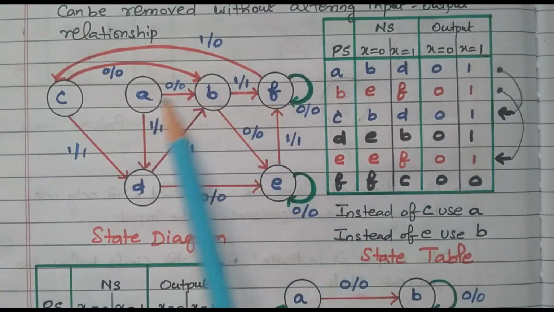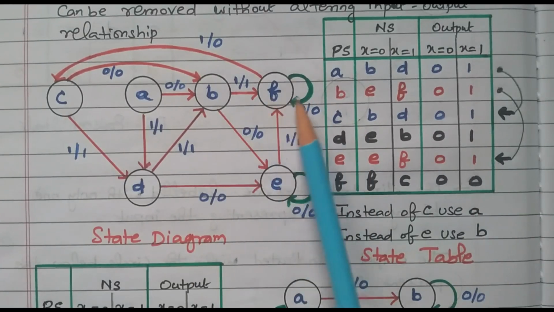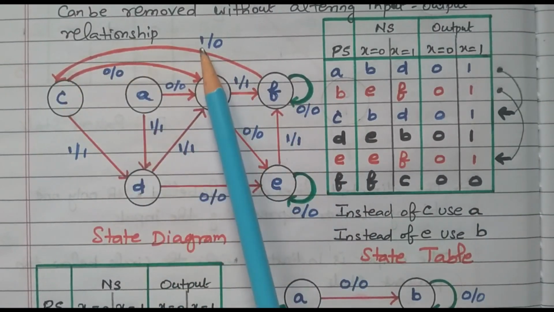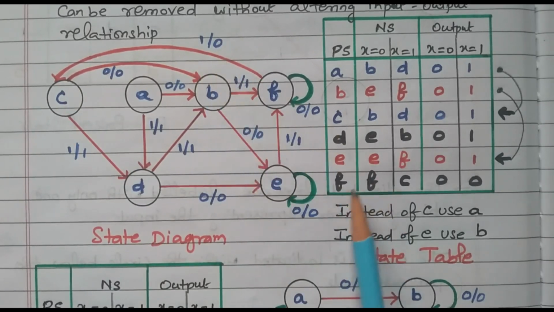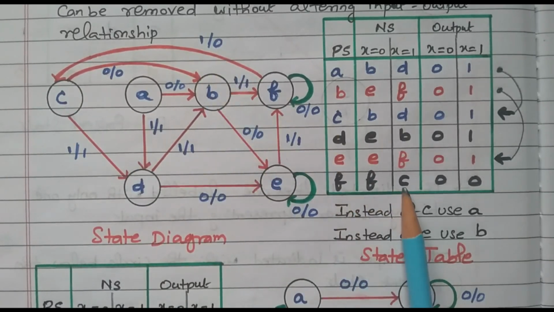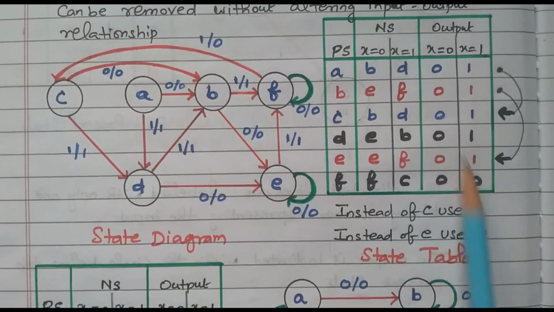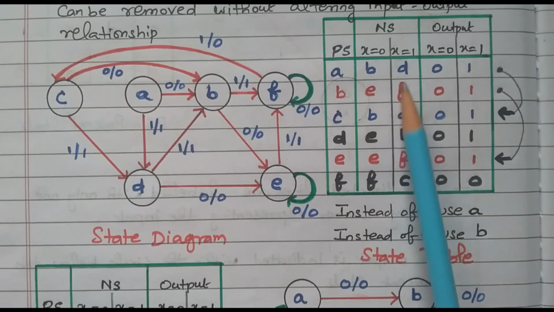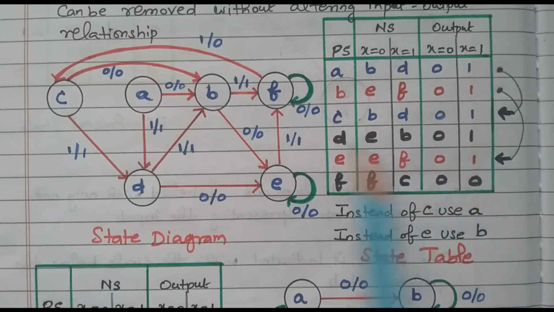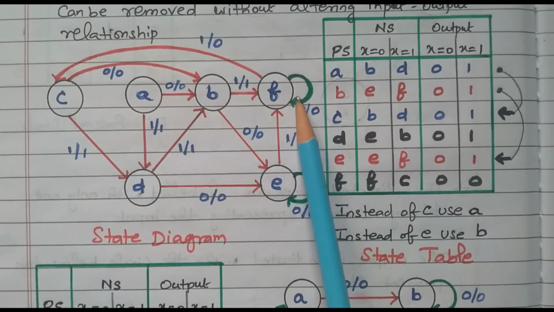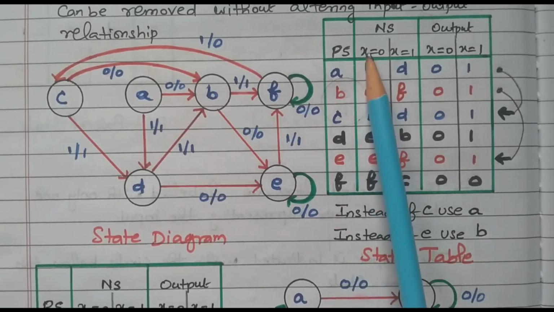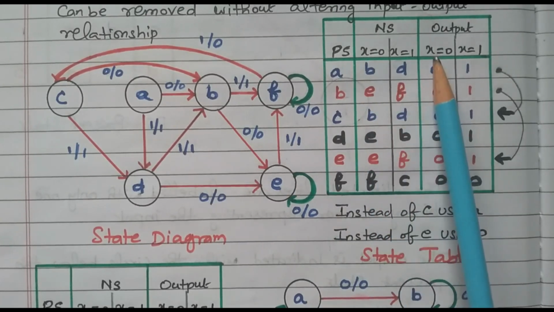Then we'll go to F. We'll go in this order, right? F goes to C when input is 1, and the output is 0, right? F goes to C for input 1, but the output is 0. F goes to F itself for x equals 0, and the output is also 0.